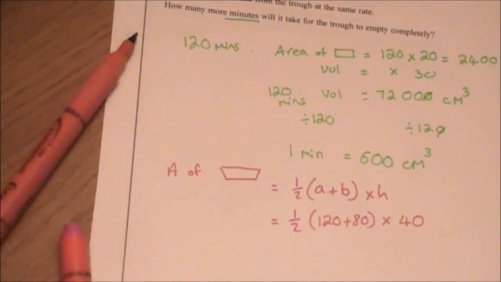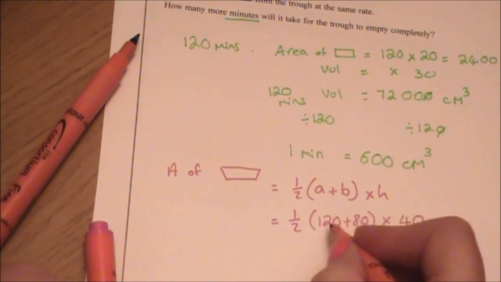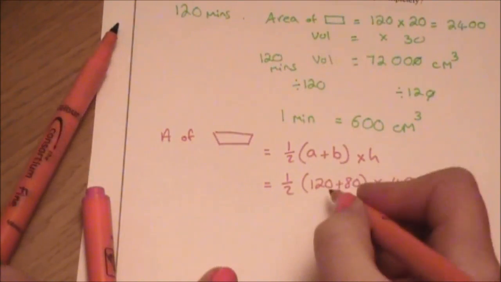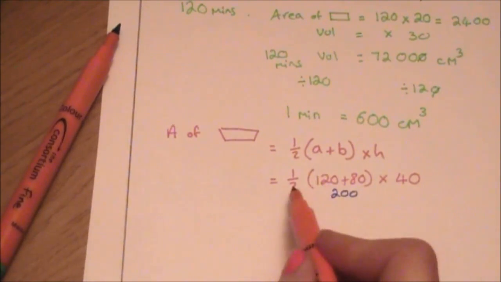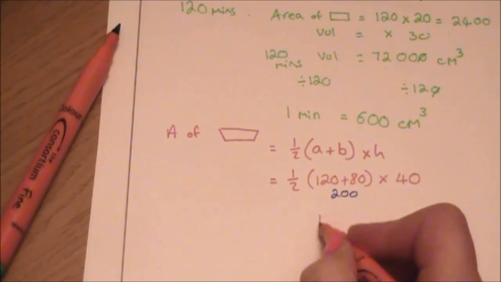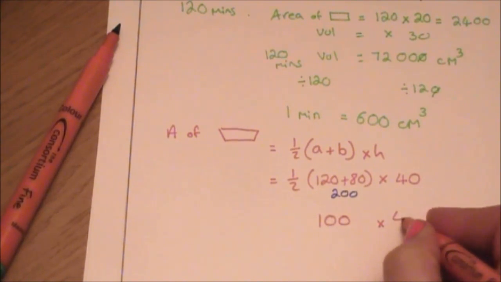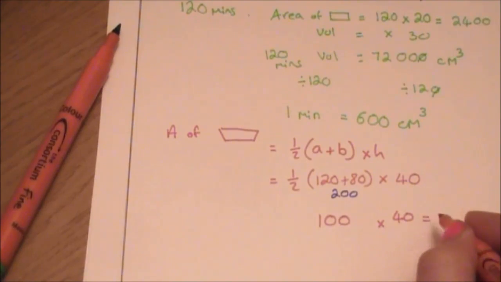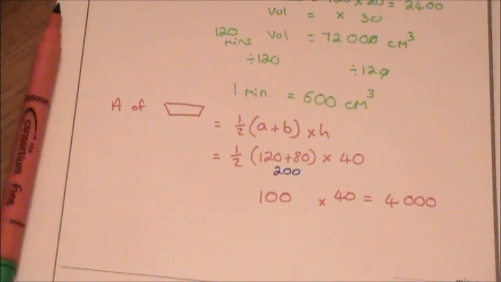So let's deal with these brackets first. Inside the brackets I've got 120 plus 80, which is 200. Now I'm doing half of 200, which is 100. I need to times that by the 40, and that's going to give me 1 times 4 is 4, and there are 3 zeros. So that gives me 4,000.